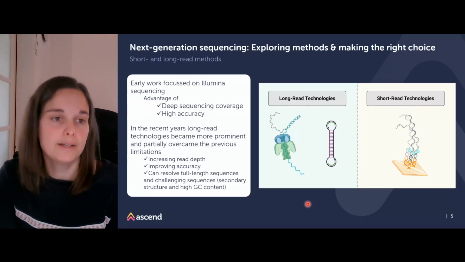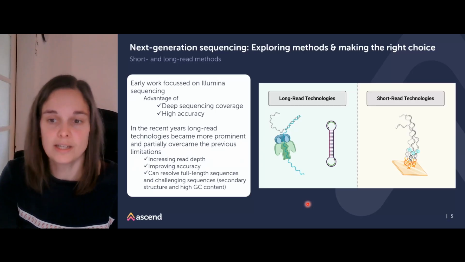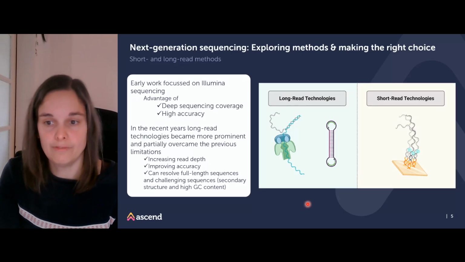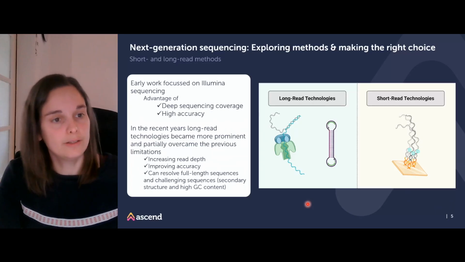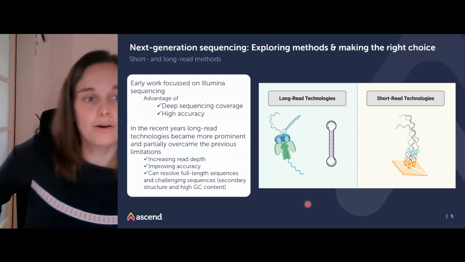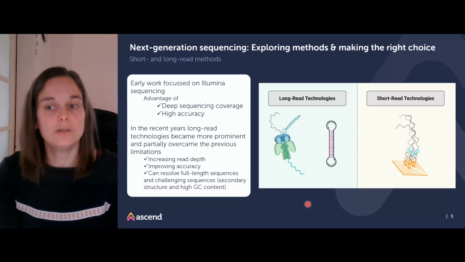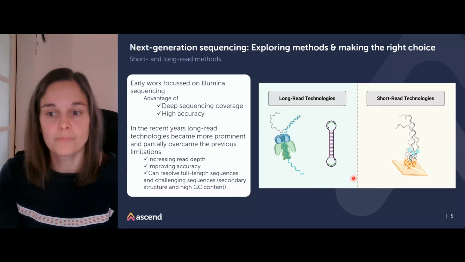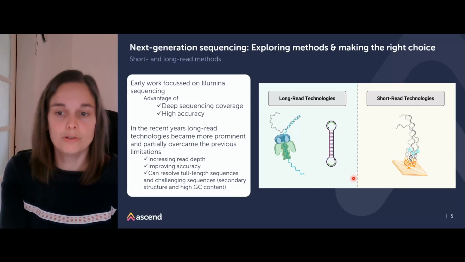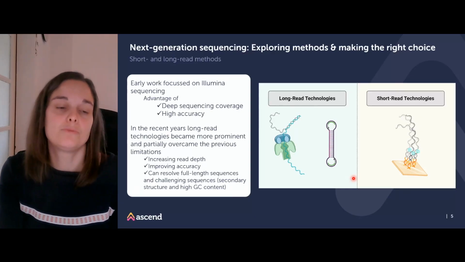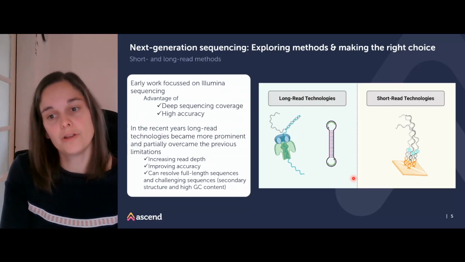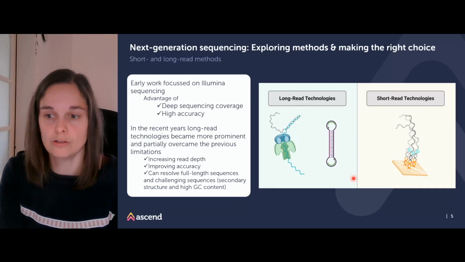Coming back to the beginning, we had to make a decision. The term next-generation sequencing is used for a group of technologies that can be divided into short-read technologies as well as long-read technologies. Early work in the AAV field focused on short-read technologies, and in 2015, a couple of publications came out that showed a high accuracy and deep sequencing coverage, which led to really good results, especially for the analysis of vector identity. However, we've seen challenges around the resolution for DNA sequences with a strong secondary structure as well as a high GC content, which is especially problematic for the inverted terminal repeat structures of the AAV genome.